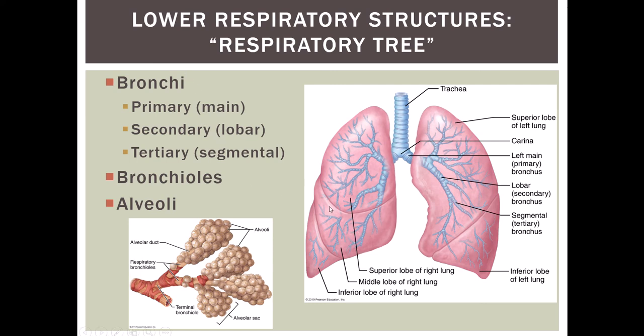The smallest of these structures are then the bronchioles, and then the terminal bronchioles are where the conducting zone structures stop. And then we're into the respiratory bronchioles, which will then lead into the alveoli, which are situated like little sacks of grapes at the ends of what we call the bronchial tree or the respiratory tree.